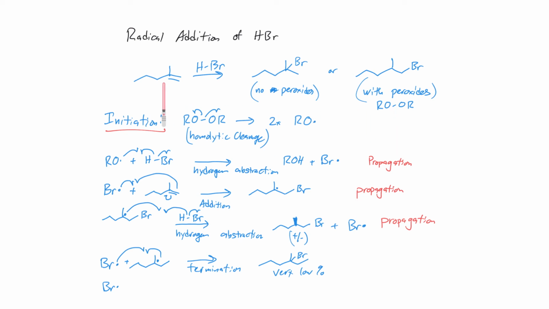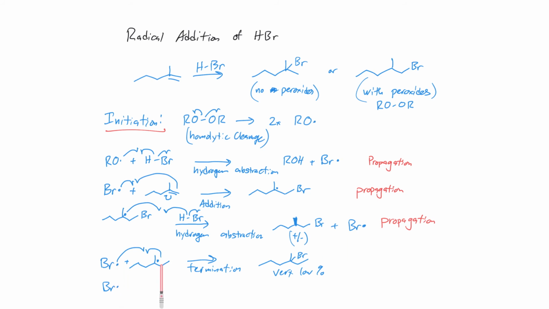For instance, if we started with 1 mole of alkene and 1 mole of HBr, we might put 0.01 moles of peroxide. We really don't need much. We only need enough to start this radical chain mechanism so we can have a small concentration of radicals at any one point that can continue to react with non-radical species, propagating that radical.